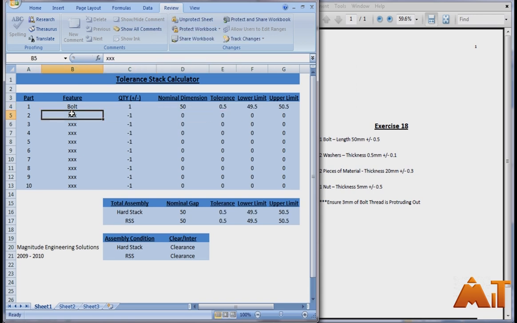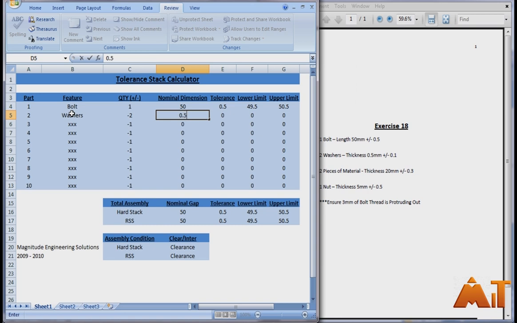And what we're going to look at is the lower limit of our RSS. We want it to be at least 3 millimeters. We're not going to worry about the hard stack. Okay, so let's start putting in our features. Our first one is the bolt, and it's going to be 50 mil with a tolerance of 0.5.